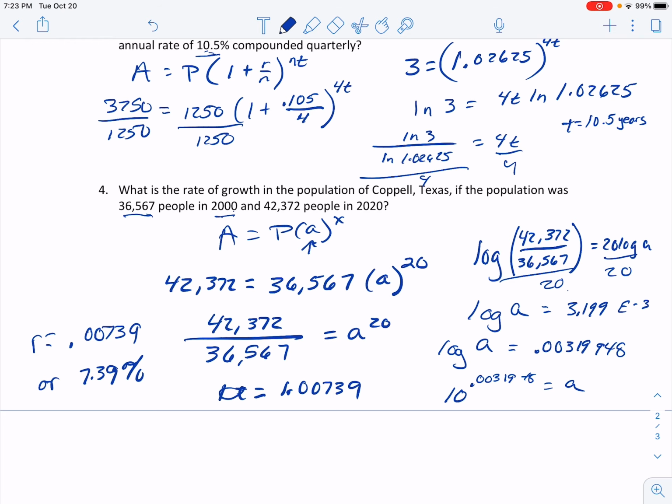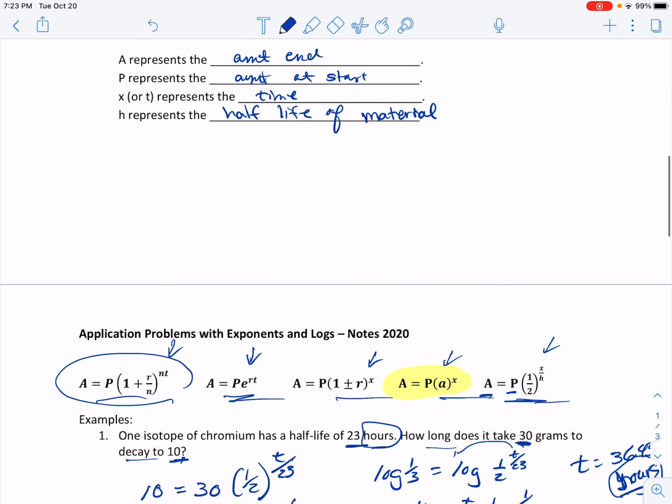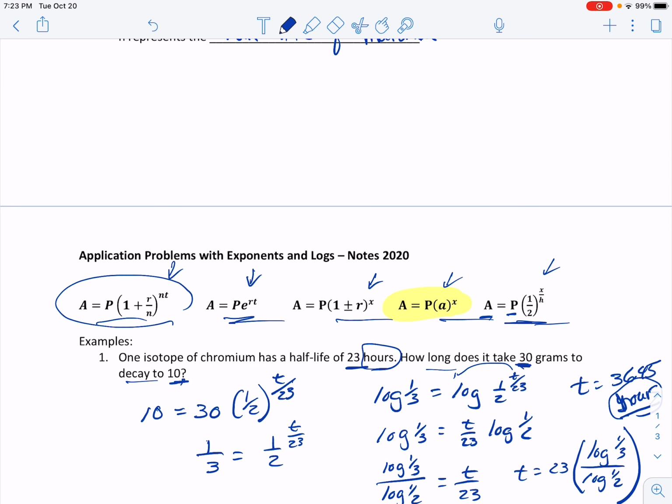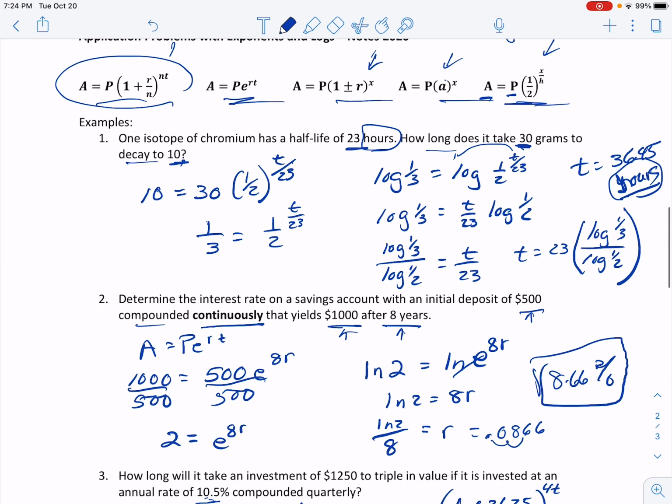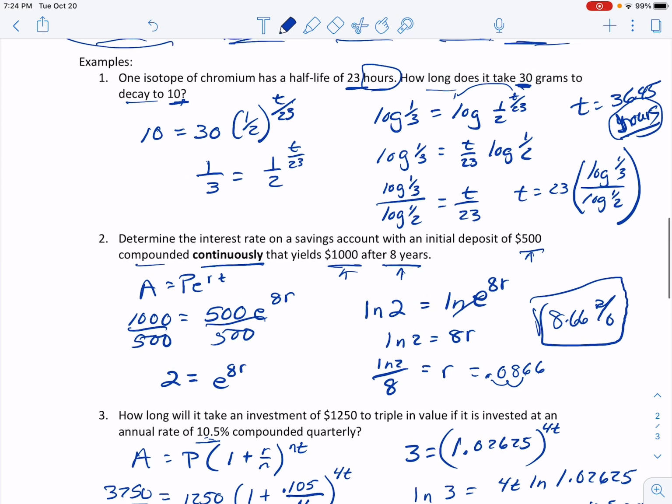Okay? So the trick to these is know what all the symbols stand for in the equations and which one to use: compounded, continuously, quarterly, okay? Growth rate, and half-life. Good luck. Practice, practice, practice. It's how you get good at them.